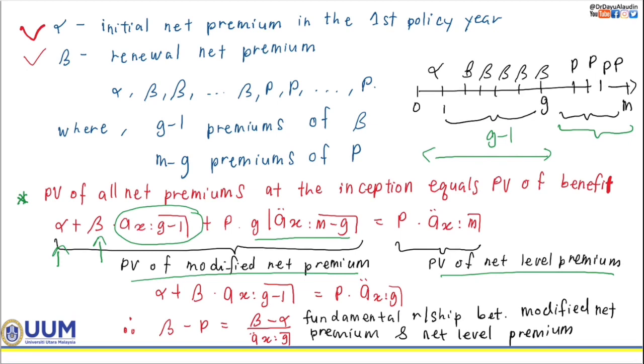This is another equation, where alpha plus beta times the annuity equals the net level premium for G years. And finally we get this equation. This is the fundamental relationship between the modified net premium and the net level premium. So these two equations are very important.